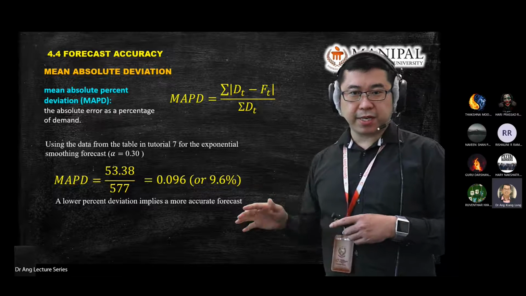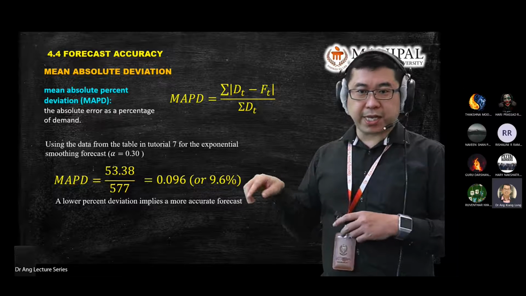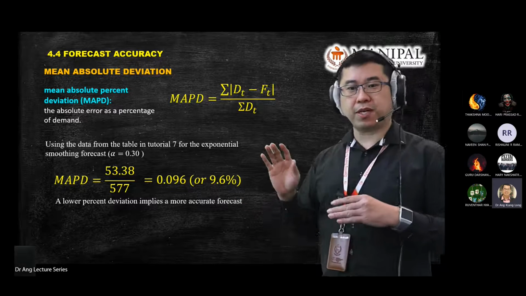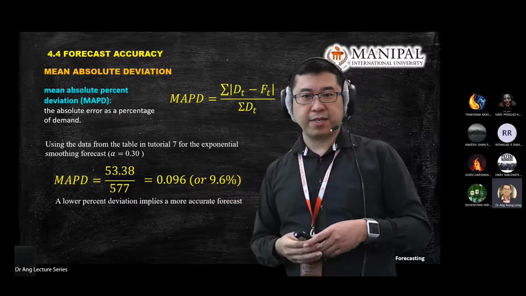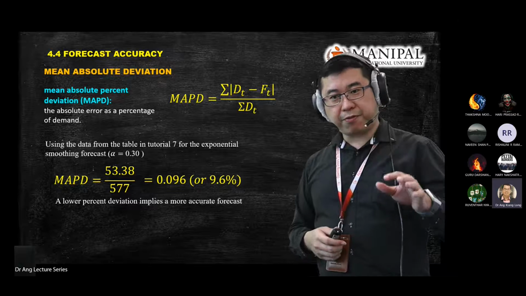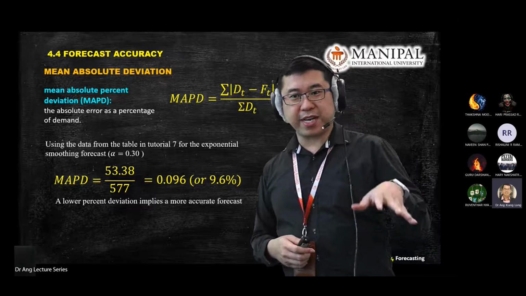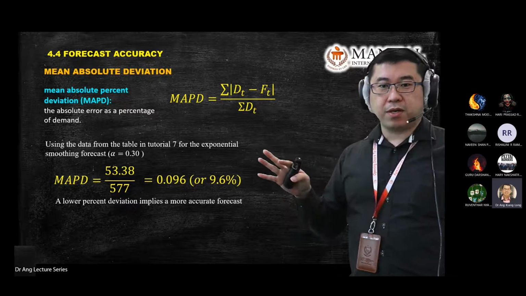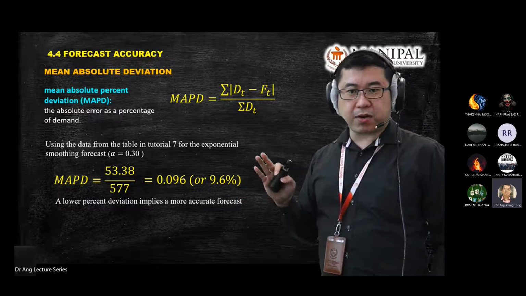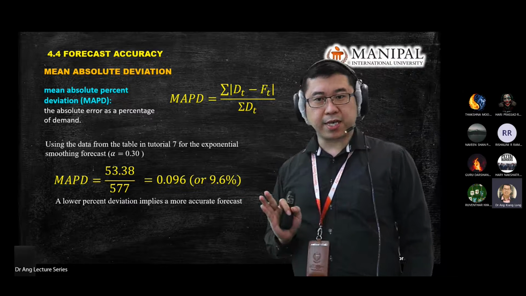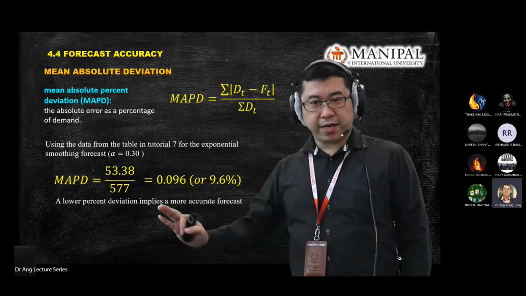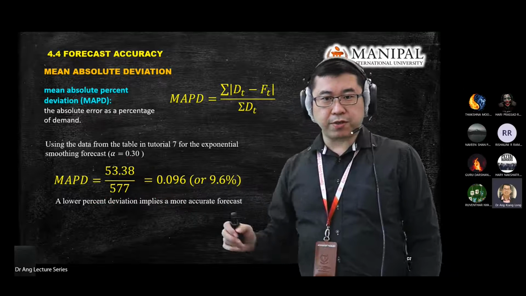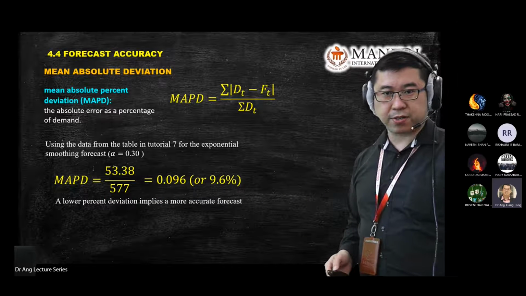Again, we want to lower the percentage as much as we can, and choosing the lowest one will give you the most accurate one. Again, we don't have a perfect 100% accurate model, but we try to get the lowest MAD or MAPD numbers. In this case, we have seen one number for MAPD, alpha 0.3 for exponential smoothing forecast.